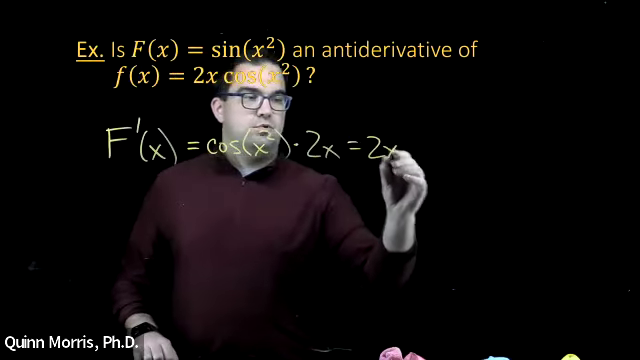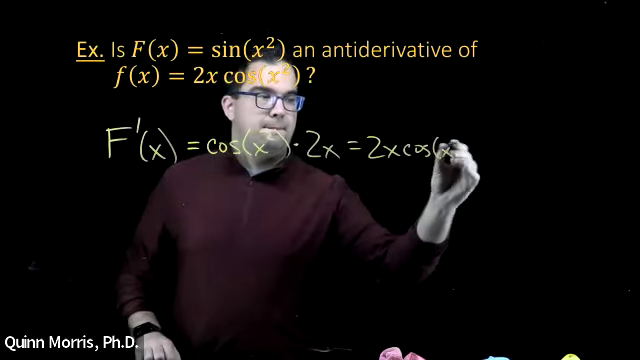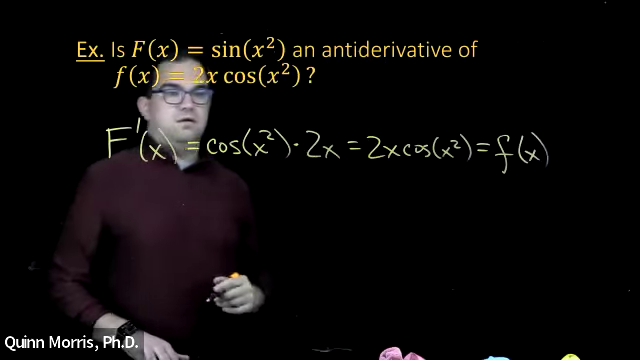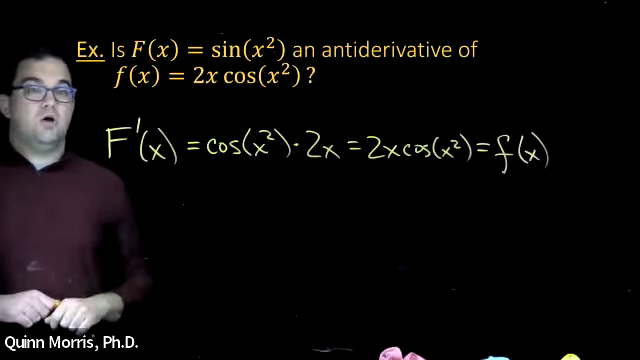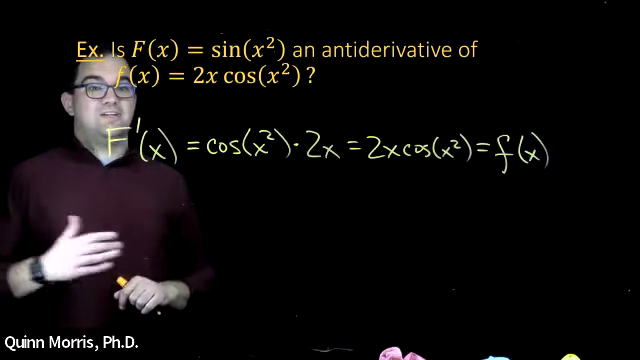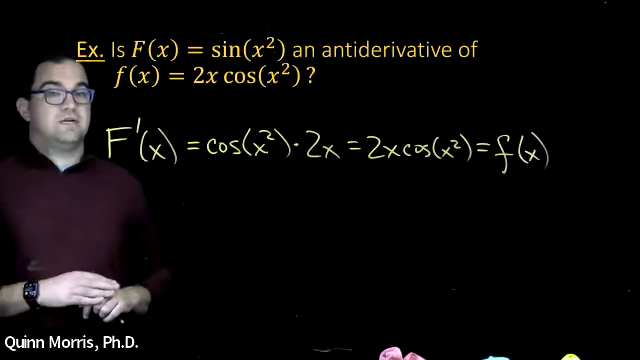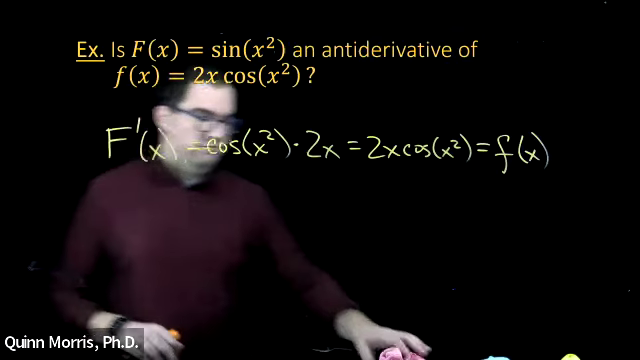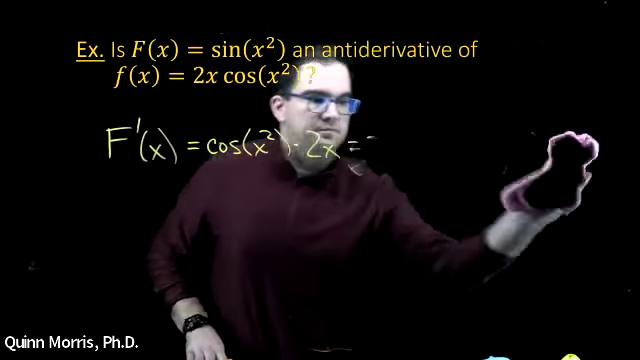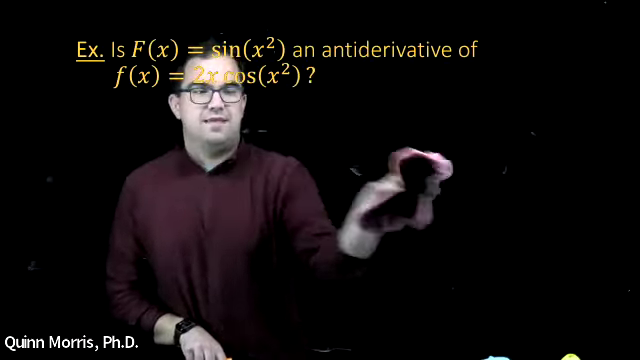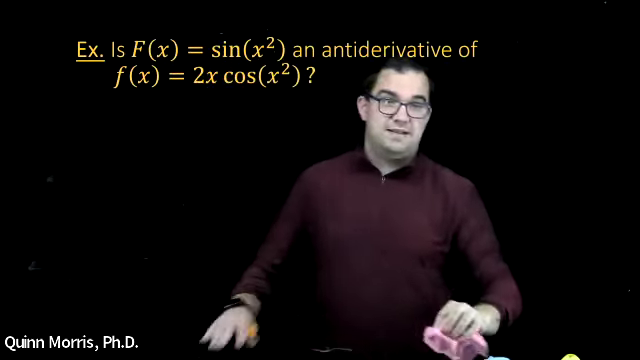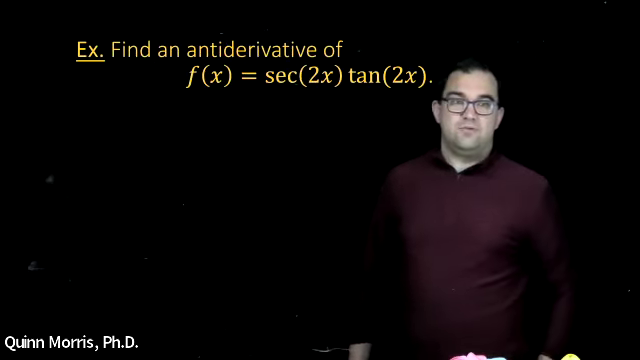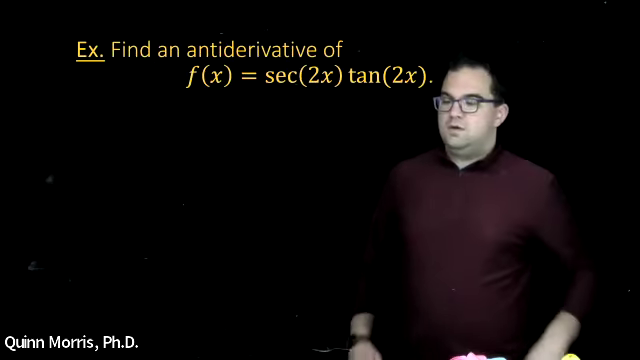So in fact, we would more typically write it in this way. And we can see that this is, in fact, little f of x. Okay. So capital F is an antiderivative of little f, precisely because when we take the derivative of capital F, we get back to the function little f. But again, that's just verifying that something is in fact an antiderivative. What might be a little harder is to find an antiderivative of a given function.